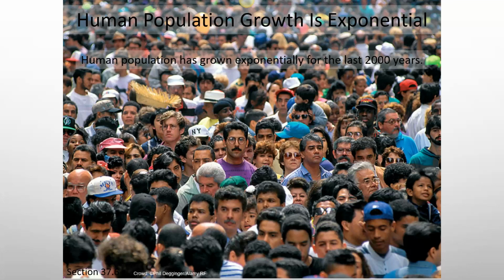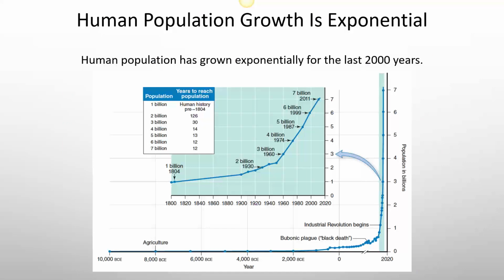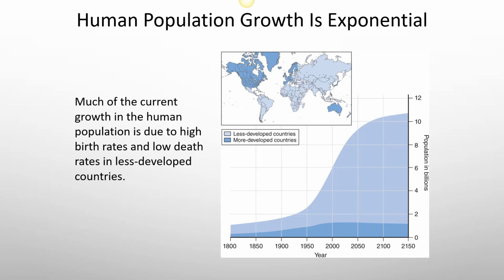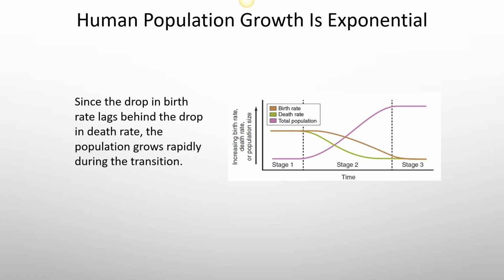Human population has grown exponentially for the last 2,000 years. If you look at this growth chart, this is human growth. How large will the human population be in 2050? 8 billion? 10 billion? Much of the current growth rate in the human population is due to high birth rates and low death rates, especially in less developed countries. Since the drop in birth rate lags behind the drop in death rate, the population grows rapidly during the transition.